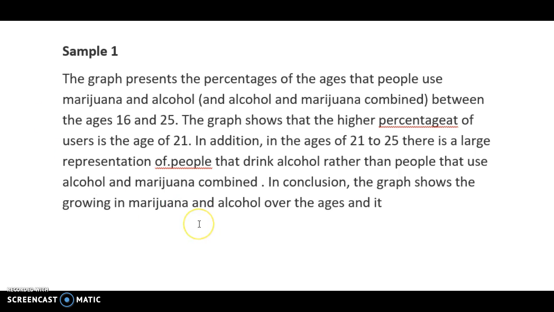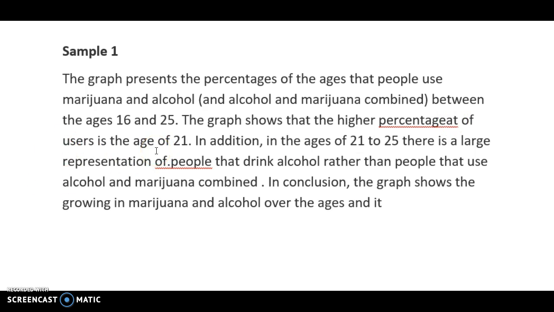So if we look here and we say, okay, what about it? The graph presents the percentages of ages that people use marijuana and alcohol and marijuana combined. Now here we don't really need the parentheses, but we'll ignore that for right now, between the ages of 16 and 25. This is an excellent topic sentence because it gives us the topic and we can see what's in there.